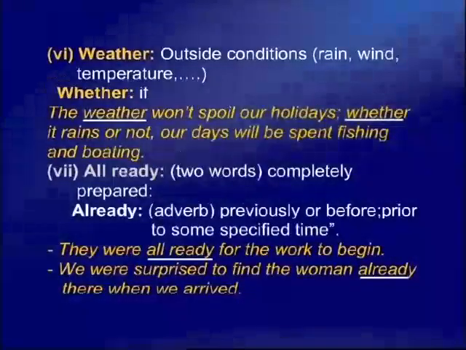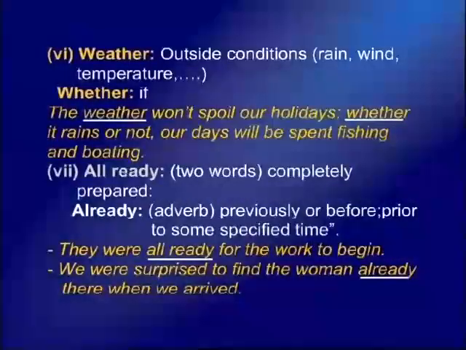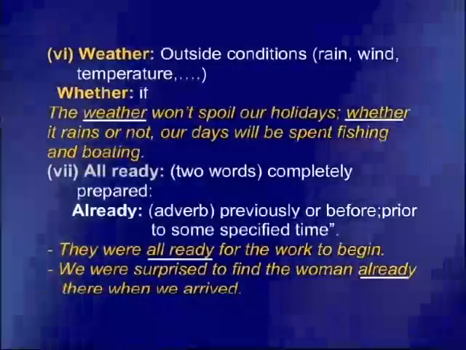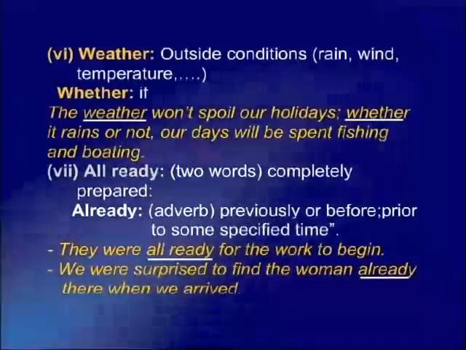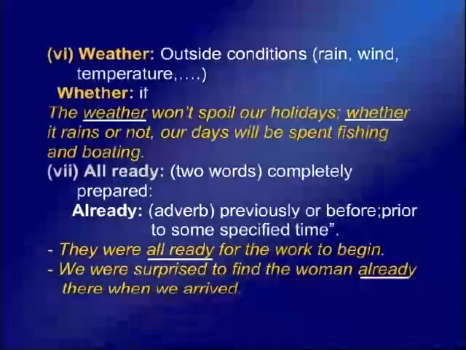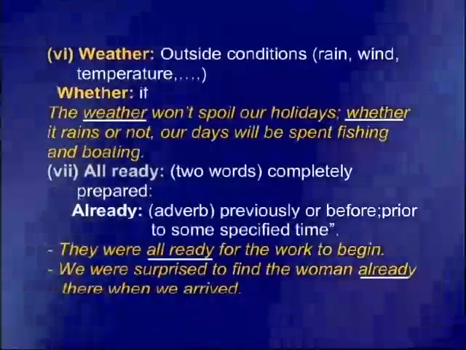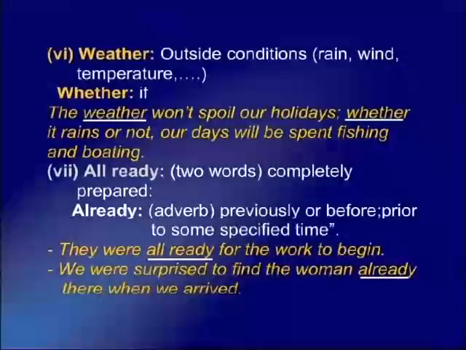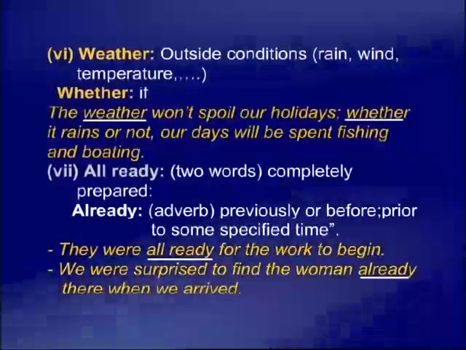The next very commonly confused words are all ready, two words, A-double-L, and ready. These are two different words, and it means to be completely prepared. The second one is one word, already, A-L-R-E-A-D-Y, right? And that's an adverb, which means previously or before or prior to some specified time. Example, they were all ready for the work to begin. They were all ready, meaning that they were completely prepared for the work to begin. Second sentence, we were surprised to find the woman already there when we arrived. Right?